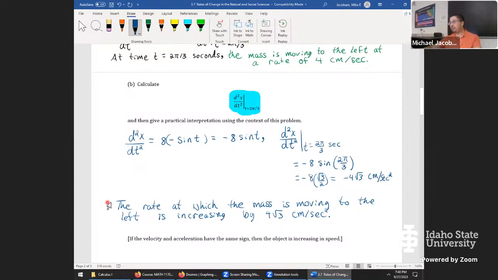Okay, let me take another look at our explanation or interpretation. The rate at which the mass is moving to the left is increasing by 4√3 centimeters per second. I did omit one thing: when time is 2π over 3 seconds. So that's what's happening on this interpretation here. Well, kind of a tricky problem, but any questions or comments about it?